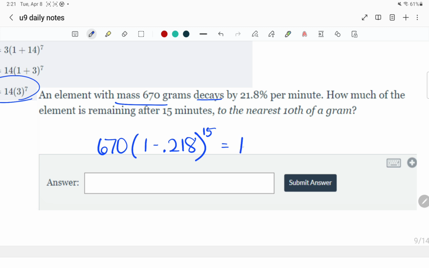When you plug this into your calculator, you'll get 16.7562 and so on. It's asking us to round to the nearest tenth. So the tenth is the 7. I'm going to look at my friend, the 5. My final answer will be 16.8. That's what I would hit submit for.